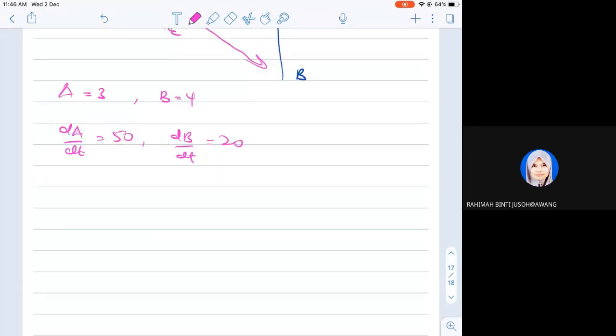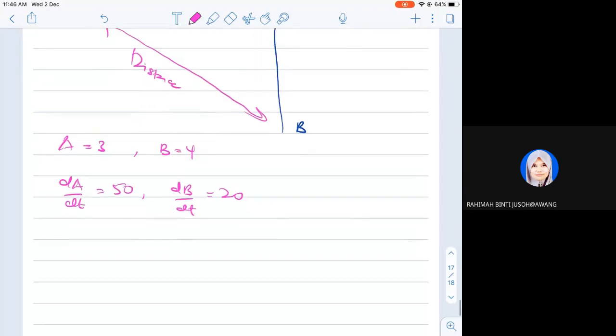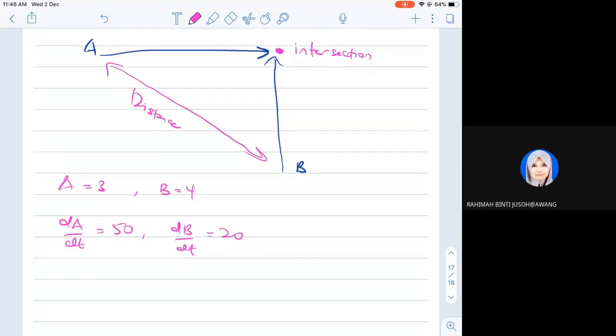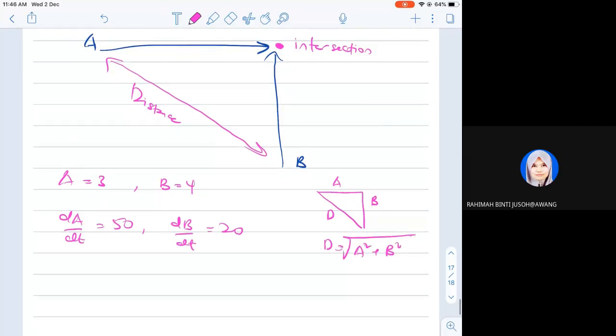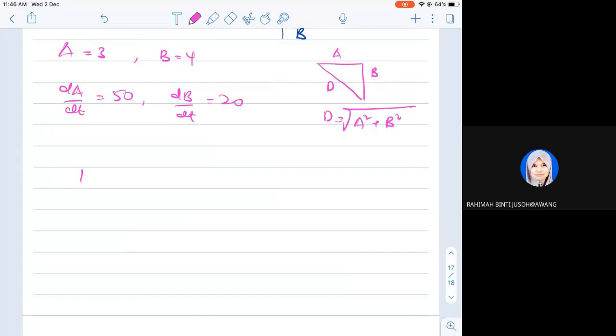So now, the distance equation. This is like the Pythagoras theorem, right? The triangle with A and B. So distance D squared equals A squared plus B squared. Let us proceed with the solution. D equals the square root of A squared plus B squared, or in another way we can rewrite it as A squared plus B squared to the power of half.